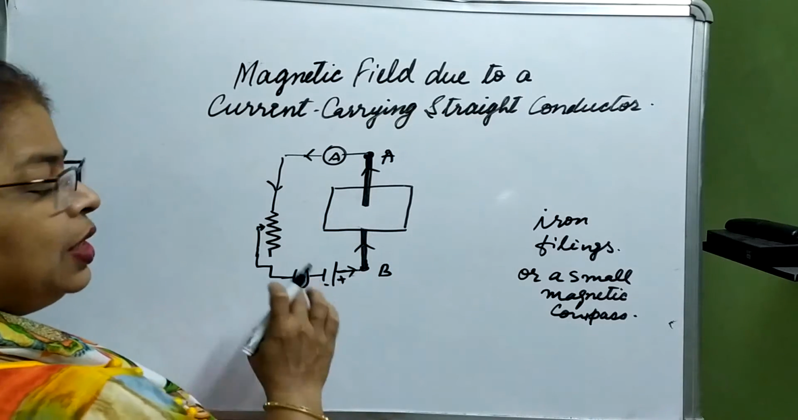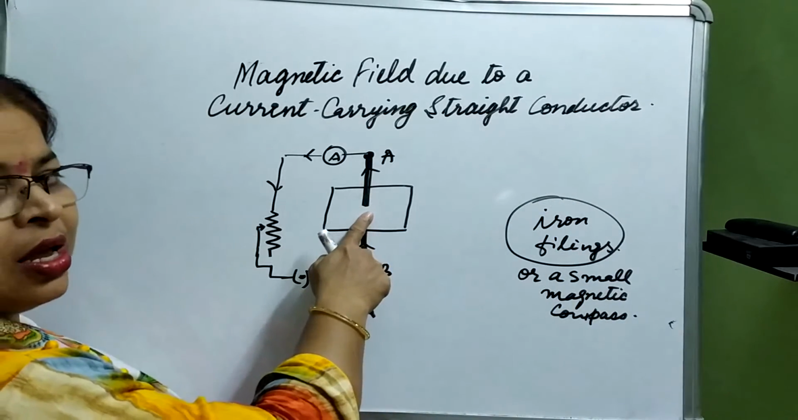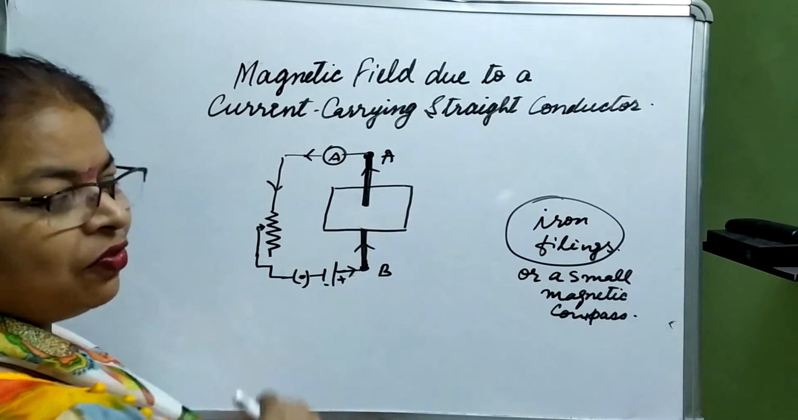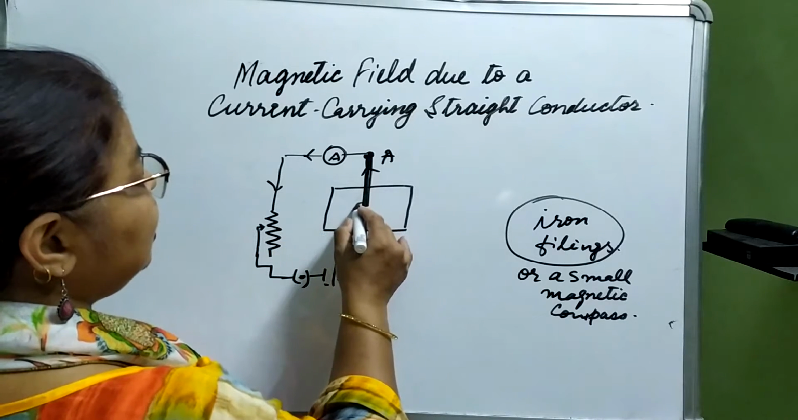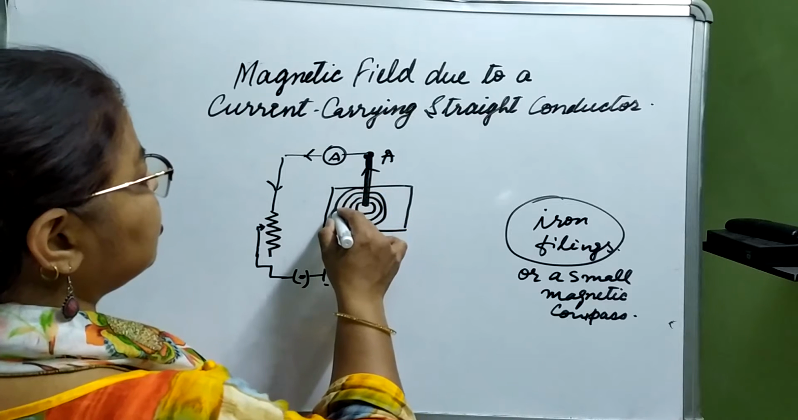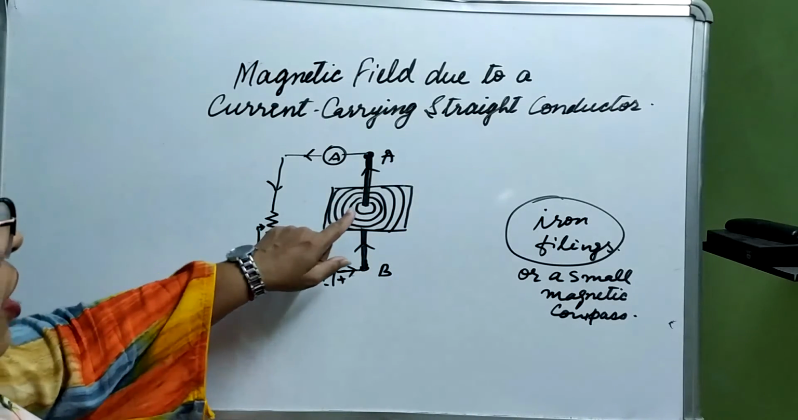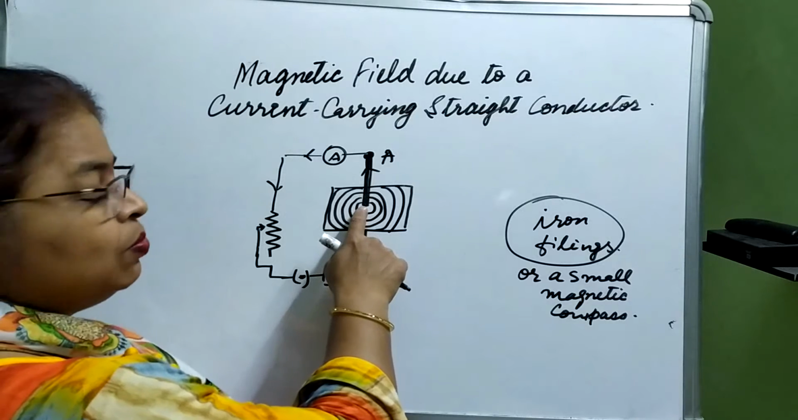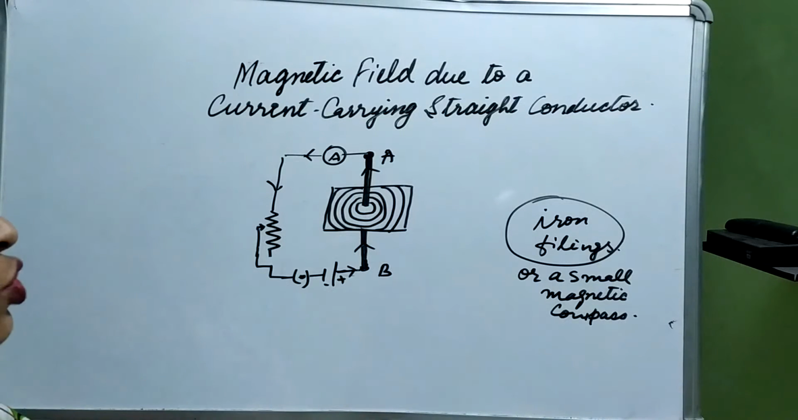Before we start the experiment, we are going to sprinkle some iron filings here. As soon as we connect it to the battery, the current will flow and a magnetic field will develop, and we are going to slightly tap the cardboard. What we will observe is that the iron filings arrange themselves in concentric rings. What do you mean by concentric rings? Circles drawn from the same point, same center, but of different radius. Such rings are said to be concentric rings.